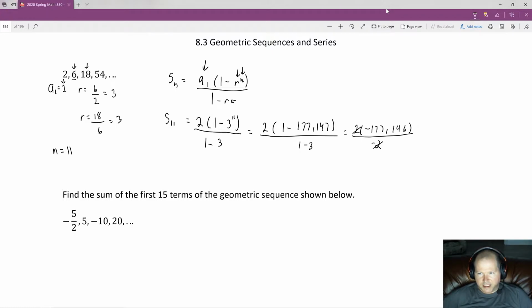So the 2 and the 2 cancel out. We'll end up with a negative 177,146, all over a negative 1. The 2 divided by negative 2 is a negative 1. So what we end up with is positive 177,146. Okay, let's try the next one.